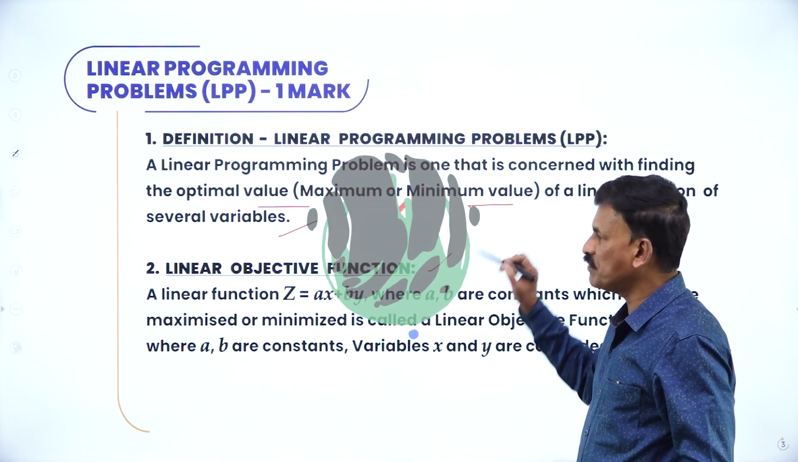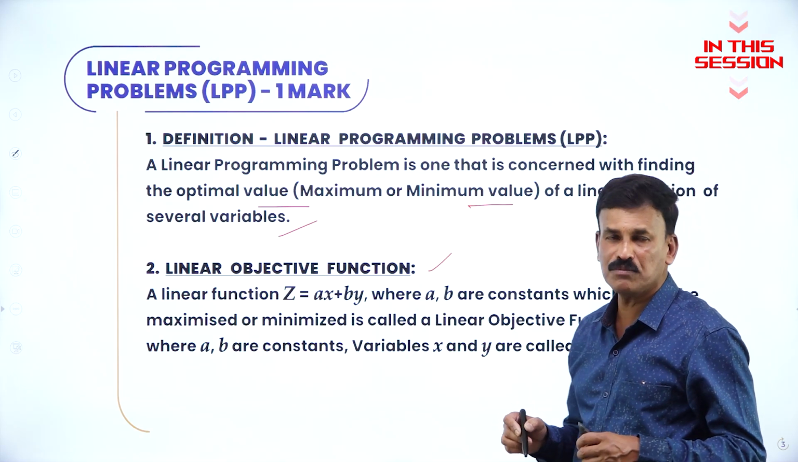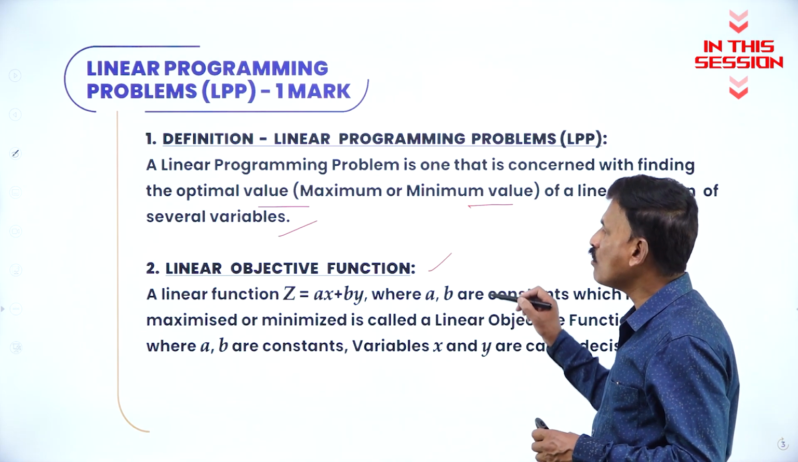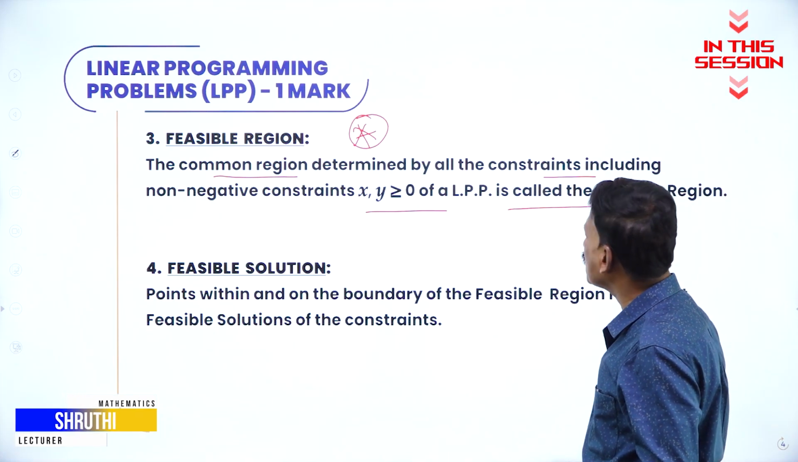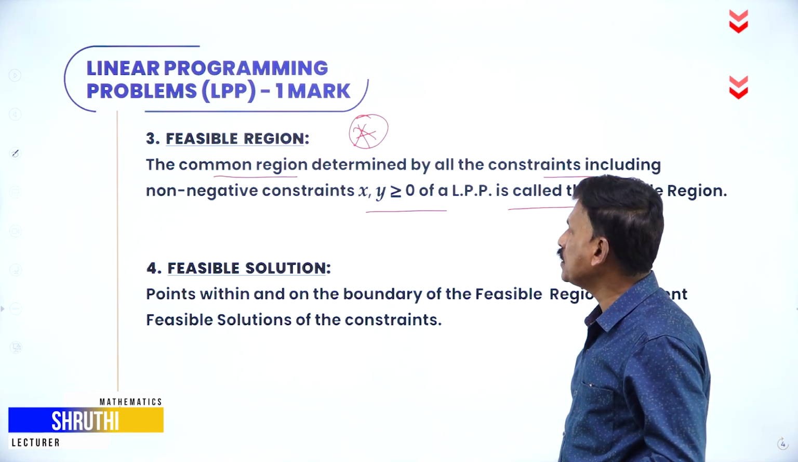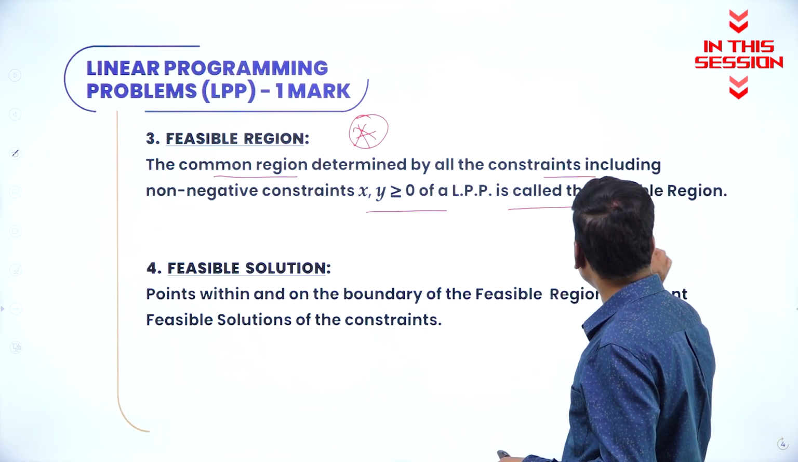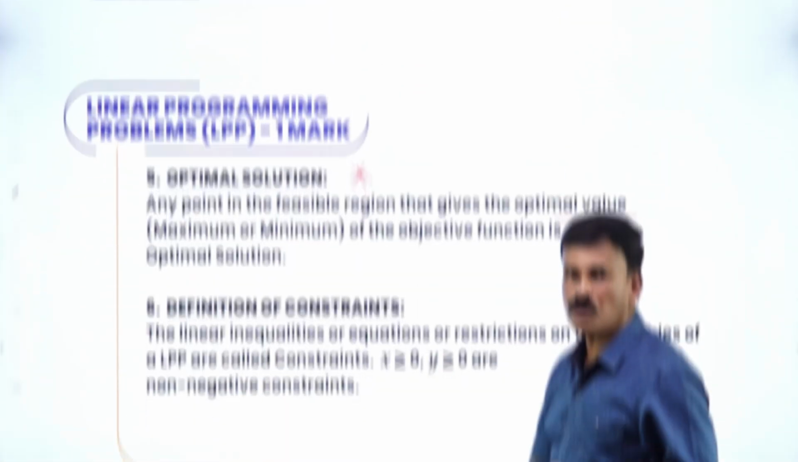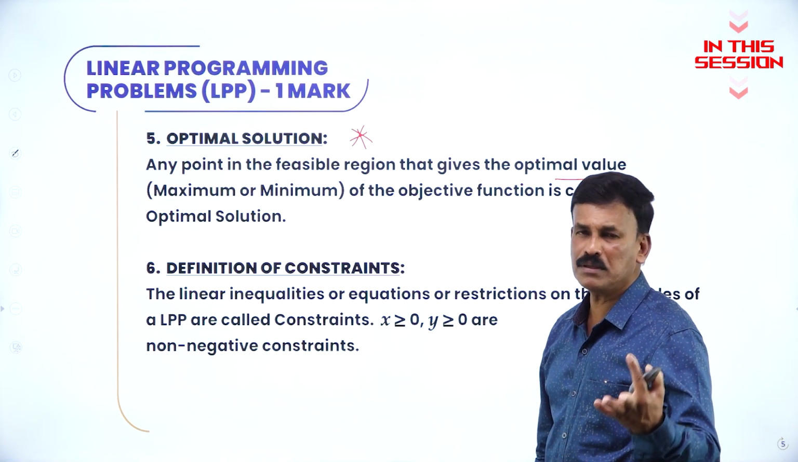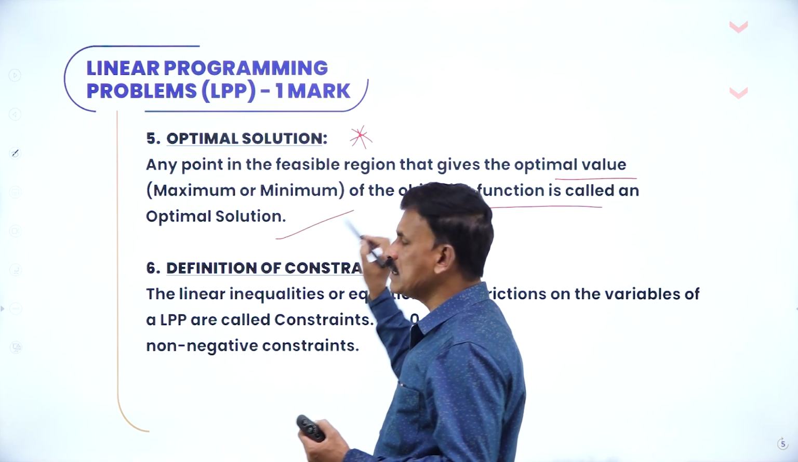Linear objective function. Objective function means the function which is to be maximized or minimized is called the objective function. The common region determined by all the constraints including the non-negative constraints x and y greater than or equal to 0 of a linear programming problem is called the feasible region. Optimal value means maximum and minimum value of the objective function is called the optimal solution.